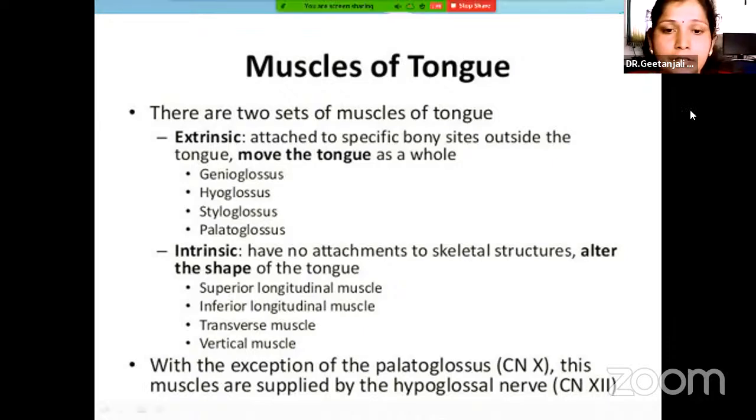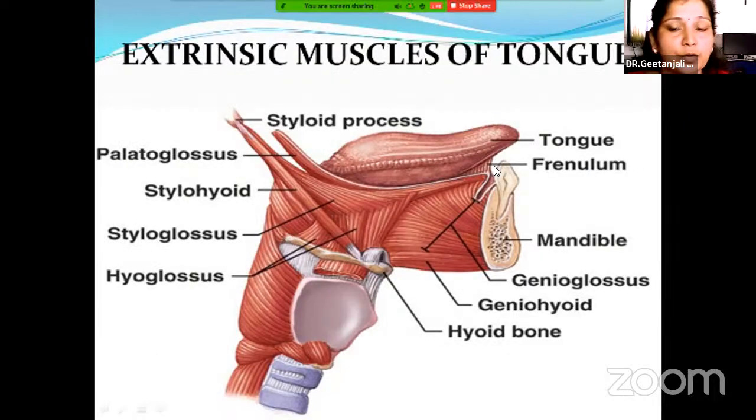The next is extrinsic muscles of the tongue. See here, there are four extrinsic muscles. One is genioglossus, this is hyoglossus, styloglossus, and palatoglossus. Then genioglossus. See here, I am moving this arrow along this genioglossus.